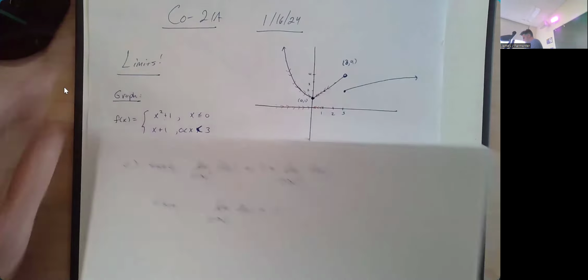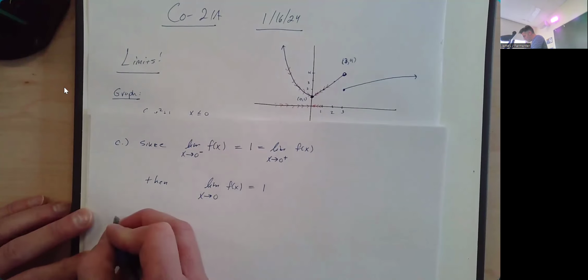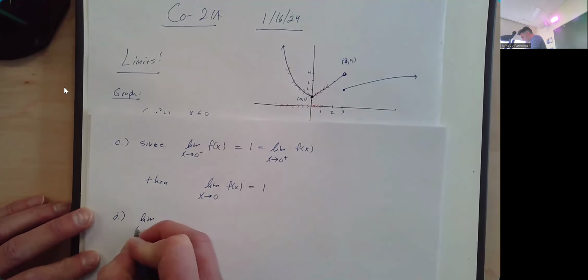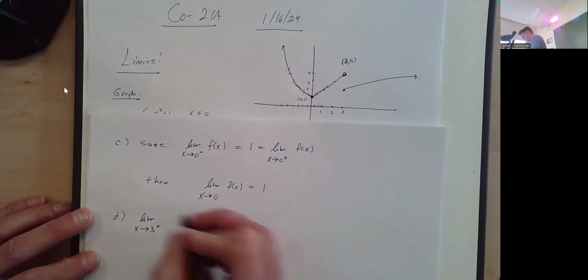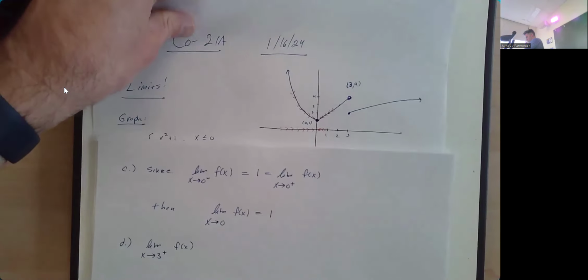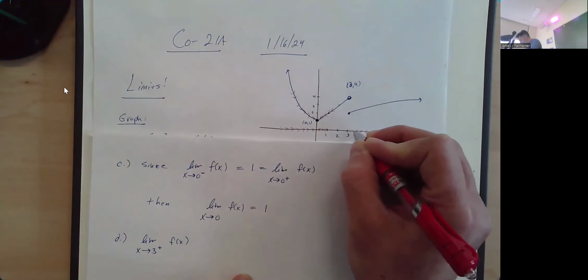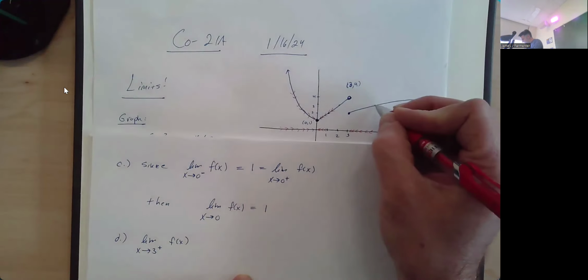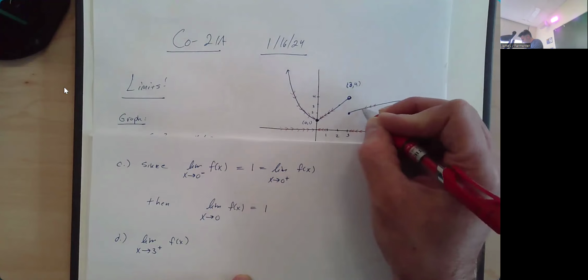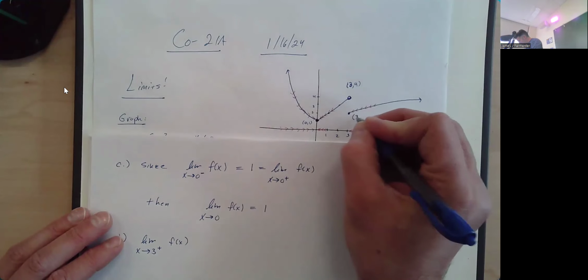Let's look at the other interesting x value, which is when x is equal to 3. Let's look at the limit as x approaches 3 from the right-hand side. Looking at my graph, if x is approaching 3 from the right-hand side, the y values are getting closer and closer to a value of 2, if that is the point 3, 2.